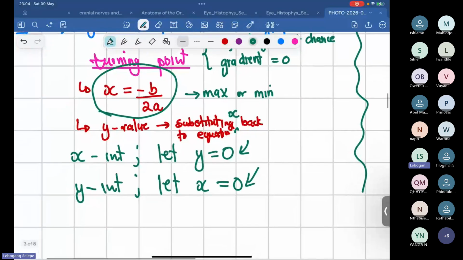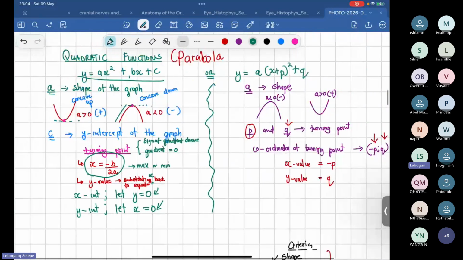Everything remains for the x-intercept and y-intercept. We still say for the x-intercept, y must be equal to 0. For the y-intercept, x must be equal to 0. That still remains. It doesn't change.